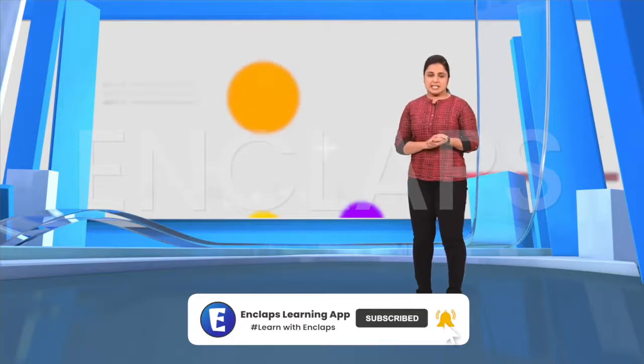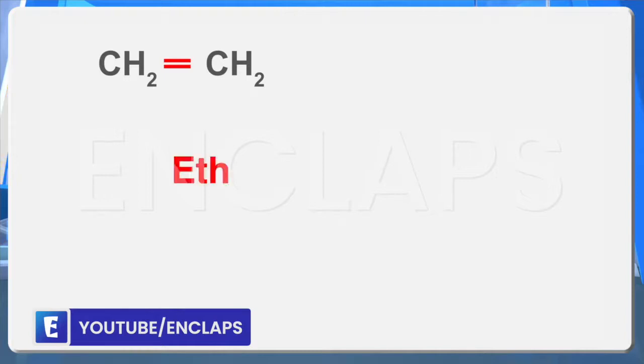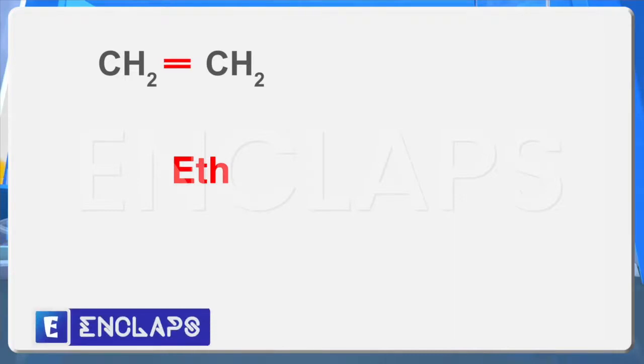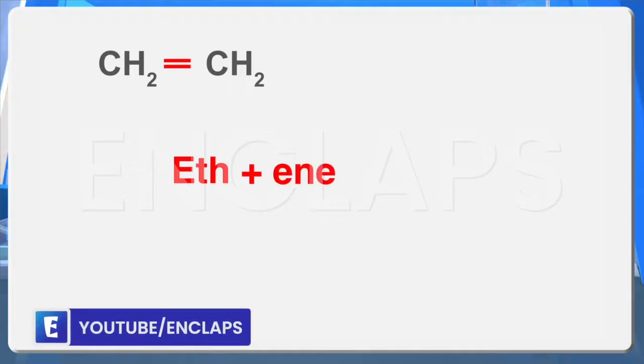Here is an alkene. Which alkene is that? CH2 double bond CH2. How many carbon atoms are present? 2 carbon atoms, right? Then the word root corresponding to 2 carbon atoms is eth. Clear? Then when we give names to alkenes, we have to add the suffix ene, E-N-E, to the word root.